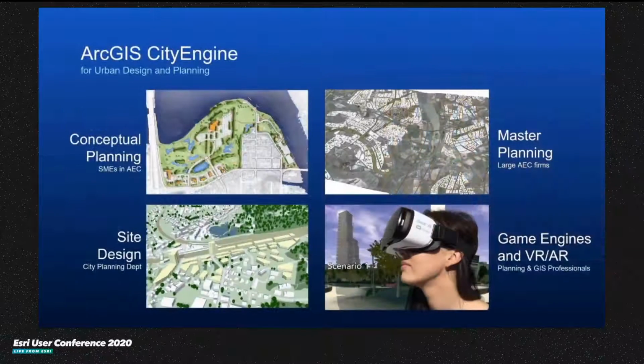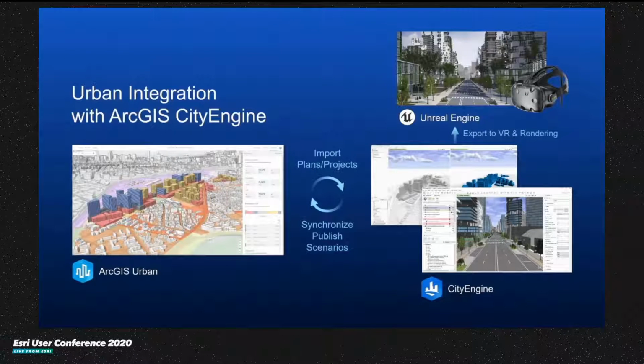ArcGIS CityEngine is a desktop tool for urban design and planning that is focused on conceptual planning and master planning for architecture, engineering, and construction, site design for city planning, and the integration of all of these with game engines for high-end visualization and creation of immersive experiences in virtual reality and augmented reality. CityEngine can import plans and projects from ArcGIS Urban. You can then edit and modify these plans and projects and synchronize the changes back to ArcGIS Urban.